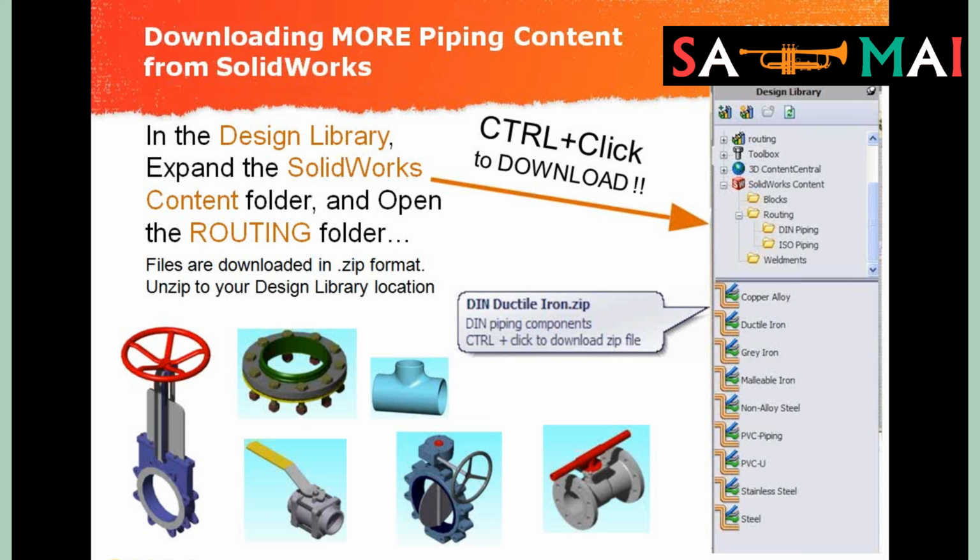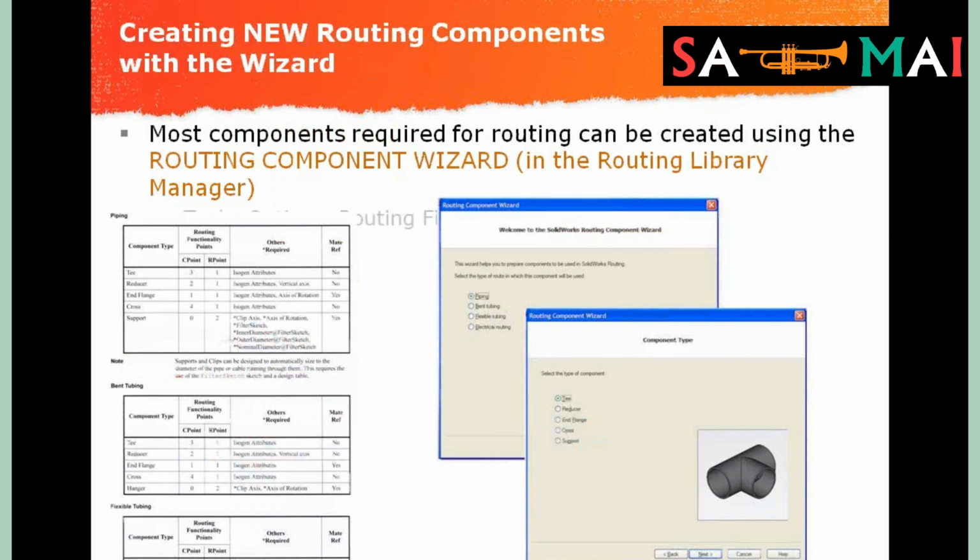It downloads it in a zip file. You just unzip that to your design library, and then you would have all those pieces. So that's where I got my threaded library, for example. You can also download parts from 3D Content Central or from supplier sites. You may need to take those parts, though, and run them through this guy, the Routing Component Wizard, to turn them into routing parts. So in the Routing Library Manager is a tool called the Routing Component Wizard that will just walk through turning a part into a route part.